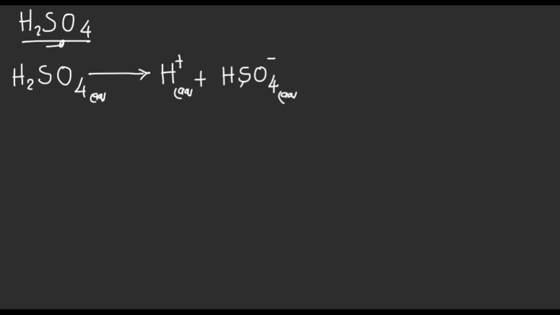Then for the second step, we take this part and bring it to the reactant side. So we'll say HSO4 minus. Now we are going to remove the second hydrogen.